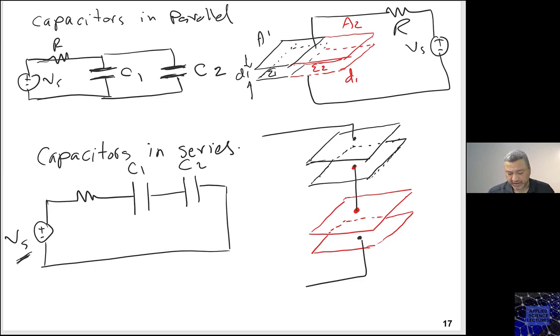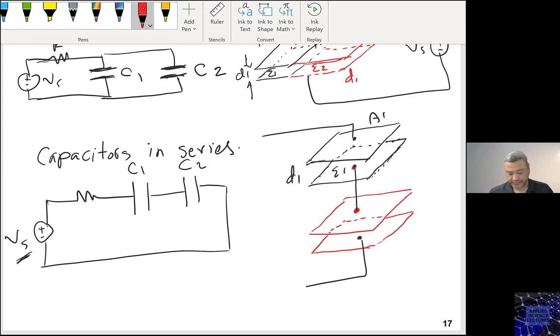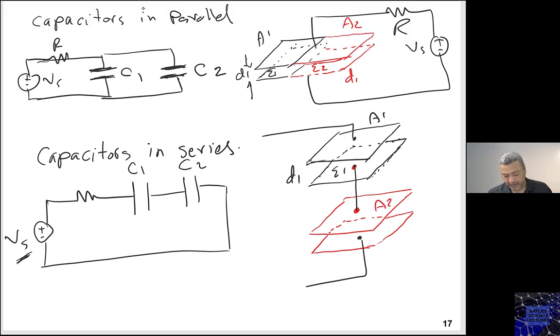So this one is A1, D1, epsilon 1. The other one is A2, the gap is D2, and the material is epsilon 2. So this is how two capacitors are connected in series, just to try to give you a 3D visualization of what's happening. And the upper one is two capacitors that are connected in parallel. Any questions so far? No.